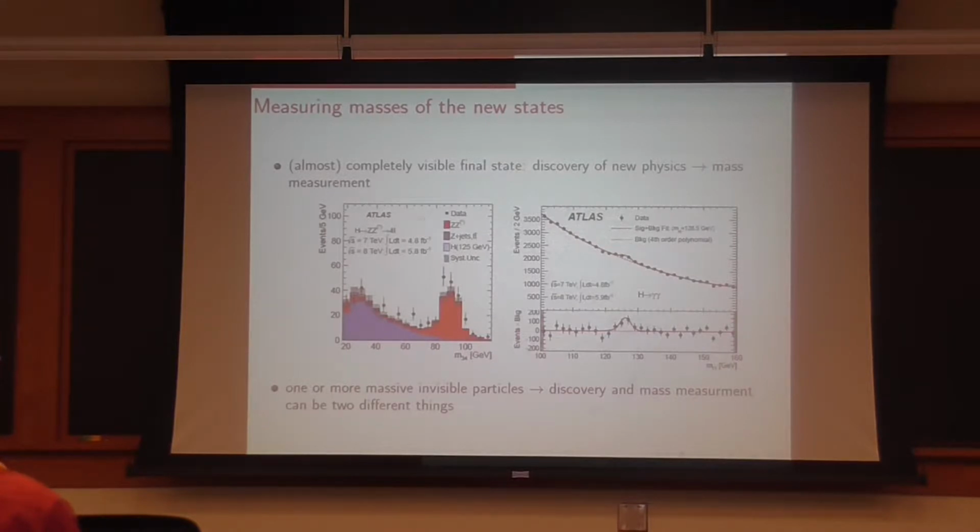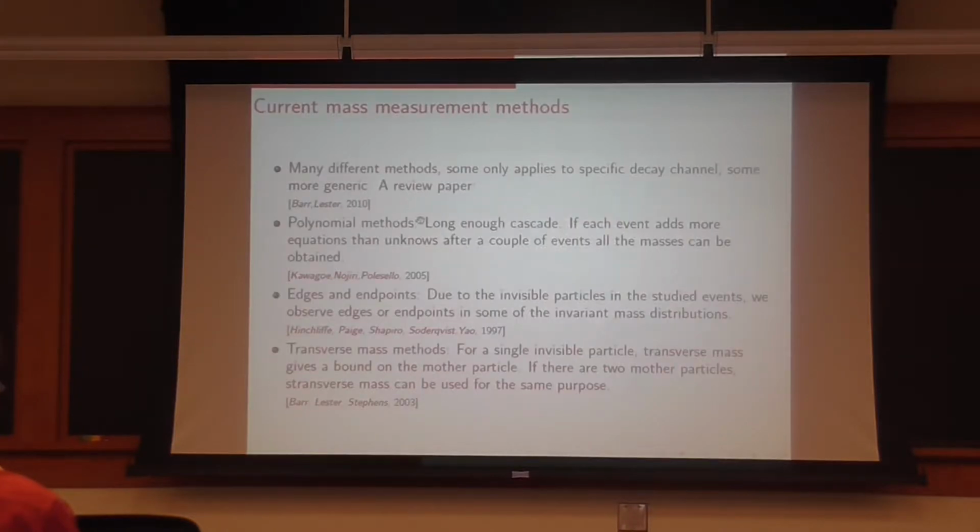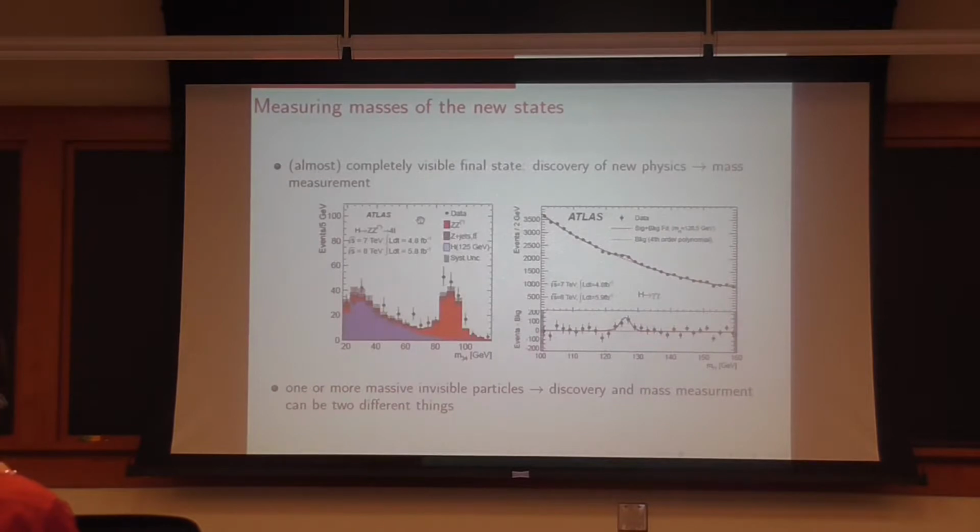Now, measuring masses of new states could be a trivial thing or a very difficult thing to do. If we are talking about just visible final states, that's a piece of cake. You just compute p squared and you get a peak. So then discovery of new physics is the same thing as measuring the mass. But if there are massive invisible particles, then discovery and mass measurement are completely different things.